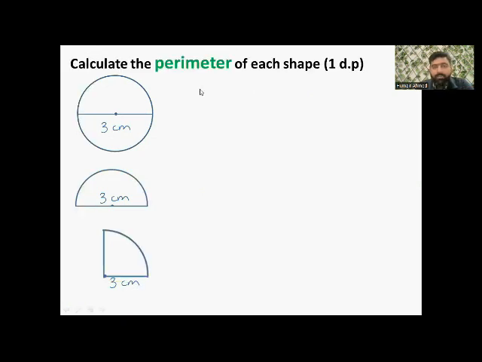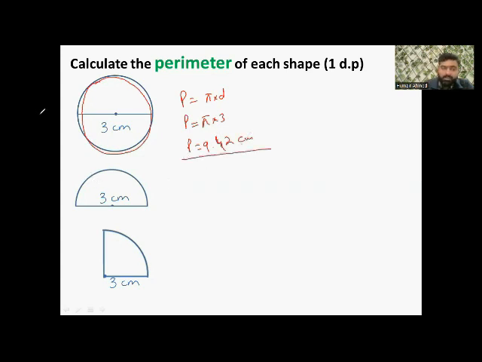Now we have to calculate the perimeter of each shape. Perimeter means we have to find the boundary of the shape. Now, if you look at the first shape, the boundary is a complete circumference. So the perimeter of this shape will be pi times d, which is pi times diameter 3, giving 9.42 centimeters.